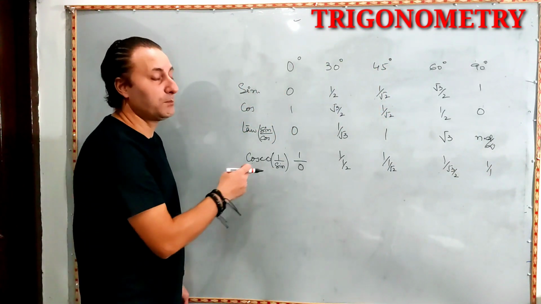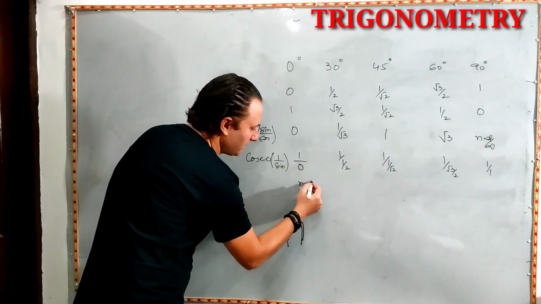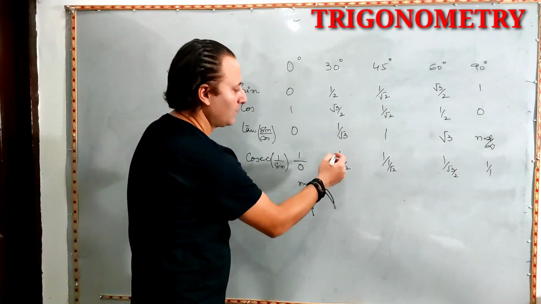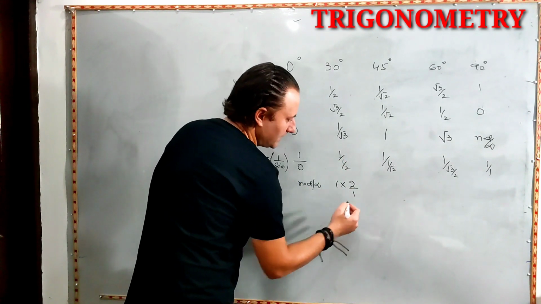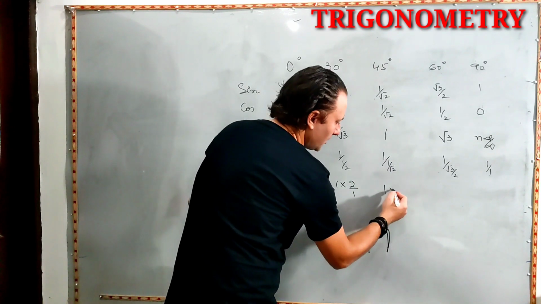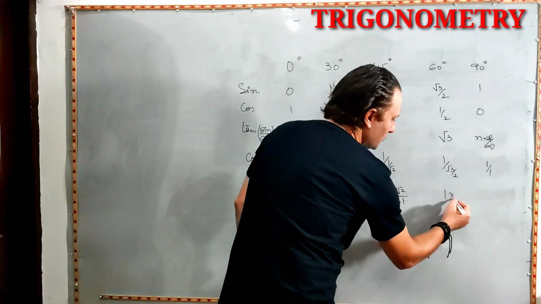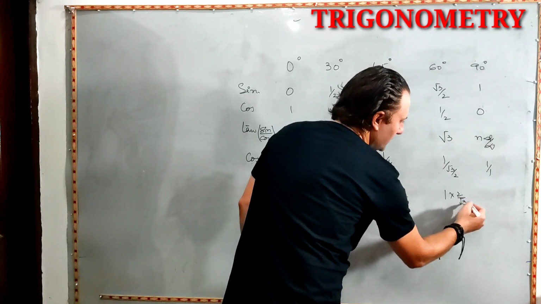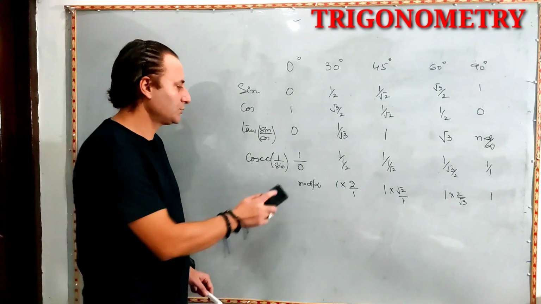Okay, so 1 upon 0, just now I said it is infinity or not defined. Then 1 multiplied by, this is reciprocating here. Then we have 1 into under root 2 upon 1. Then we have 1 into 2 upon under root 3. And then 1 upon 1 is 1. Okay, I'm just rubbing this one.